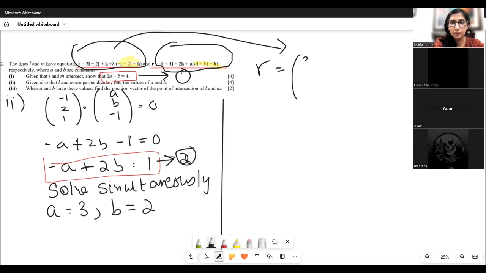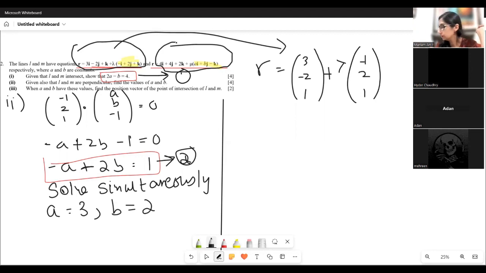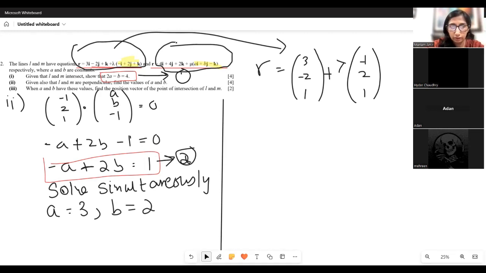Okay, so we get 3, -2, 1 from earlier plus lambda times -1, 2, 1. In here, just substitute the lambda we got earlier, which was... did we find a lambda earlier? I don't think so. We will have to find the lambda. Yes, we don't have lambda earlier. Okay, so that's a little more effort.